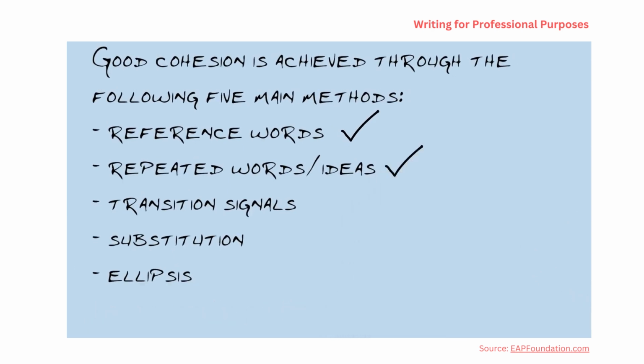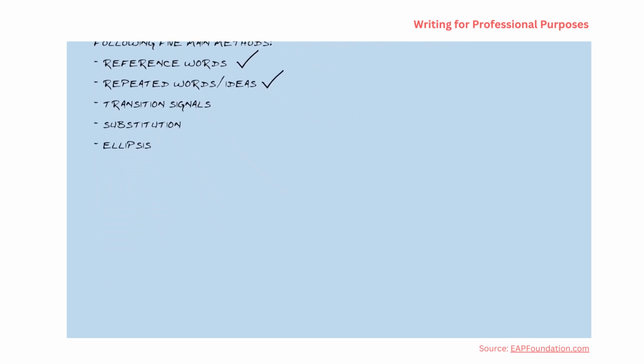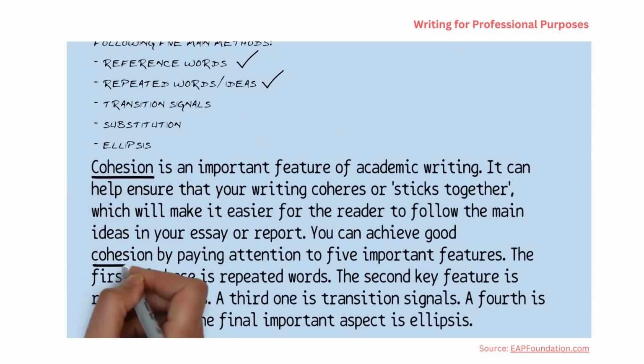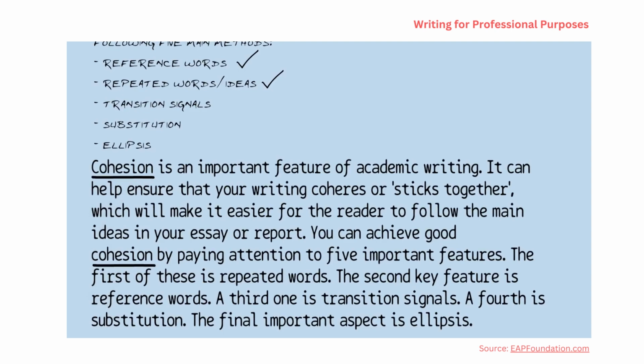Let's now consider repeated words or ideas. So this is the same text as before, but tidied up a little bit. And there are several examples of repeated words or ideas, which I'll highlight now. So we have the noun cohesion, which is used twice, along with the verb form coheres.